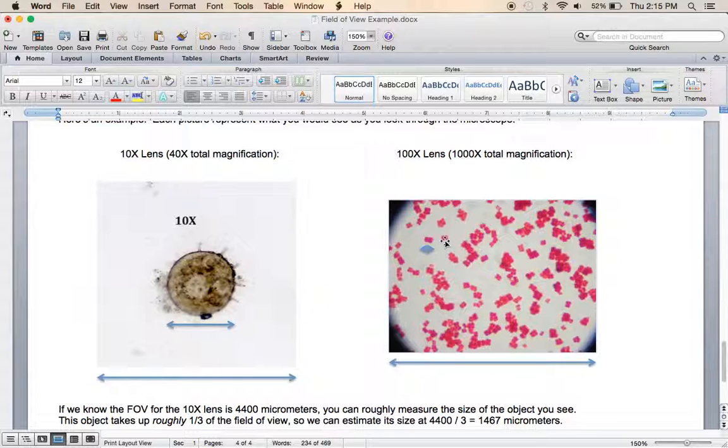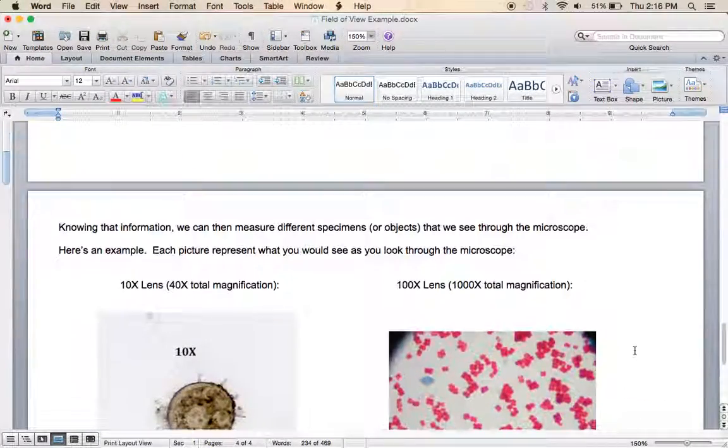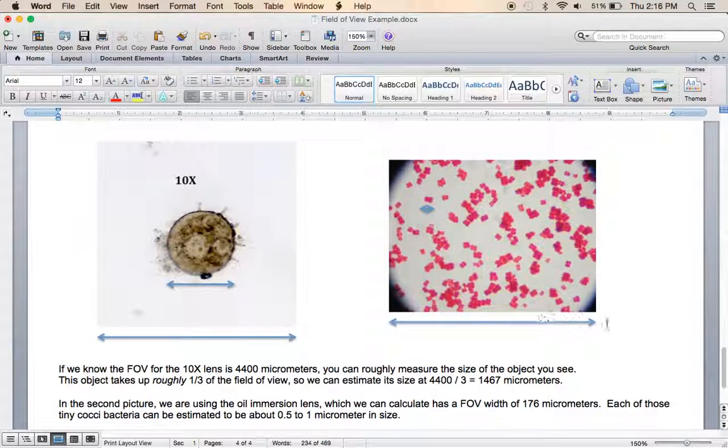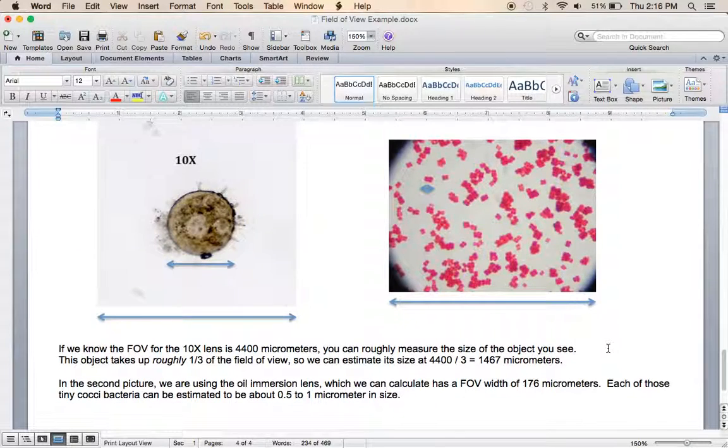They're tiny, tiny little circular bacteria, and you can see them clumped together. Like right here where I've got this little arrow, that's actually 4 of them clumped together. And this is zoomed in as much as you can do. This is the oil immersion lens, the 100 times lens with 1,000 times total magnification. We can calculate, based off of this formula, that the oil immersion field of view, as indicated by this longer arrow, is only 176 micrometers.